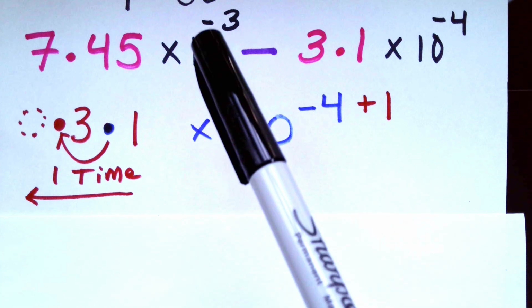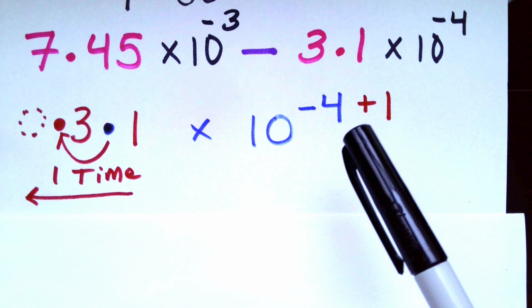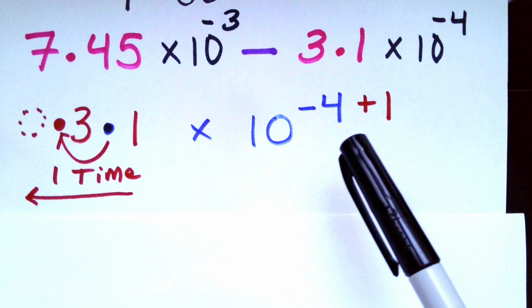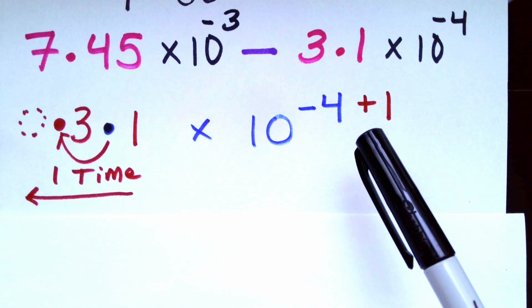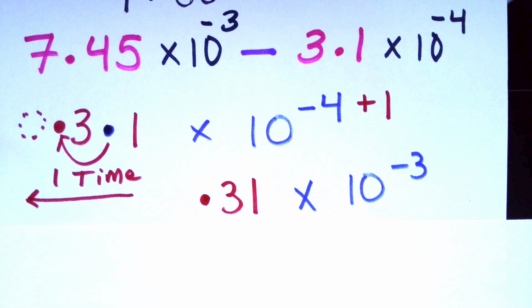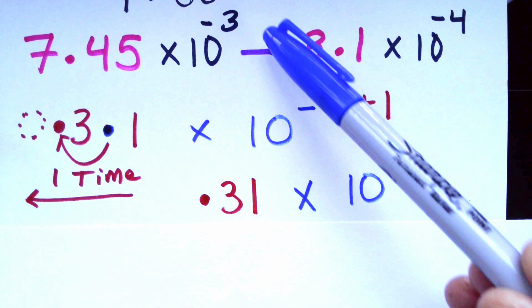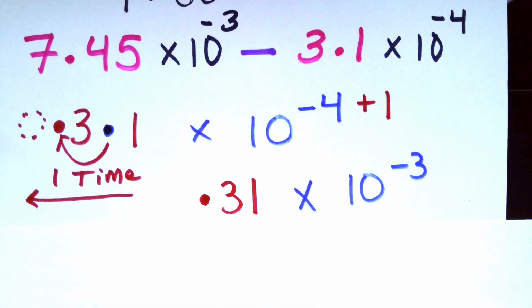I'd have the same exponential powers, which means I could stack and subtract. So call me lazy. I just wanted to keep this very simple. And so that's what I had done. As you can see here, 0.31 times 10 to the negative 3 exponential power. Now these exponents are the same. I can stack and subtract.